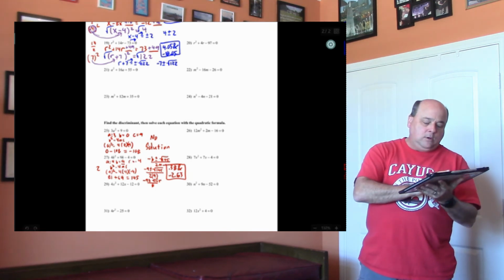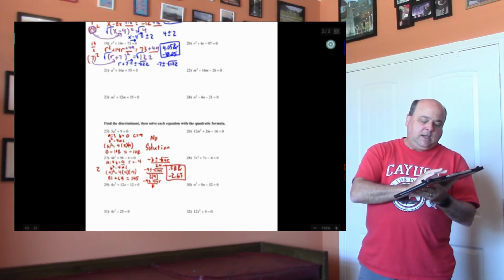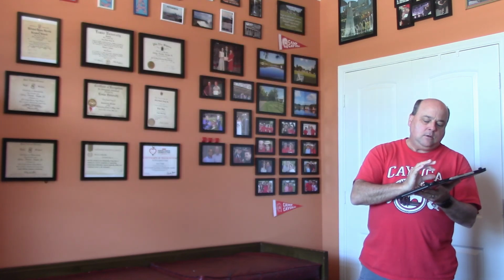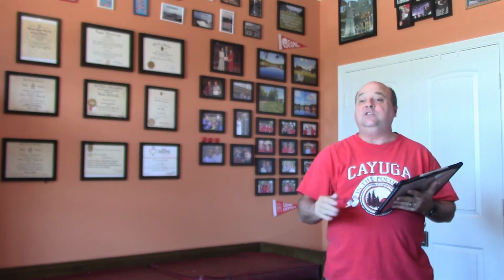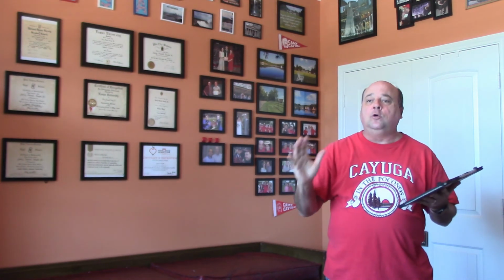Also remember, to get the zeros, I can graph every single one of these. You got to put it in standard form. You can graph every single one of them and trace to the zeros. If you're really confused, you need to be able to do that.